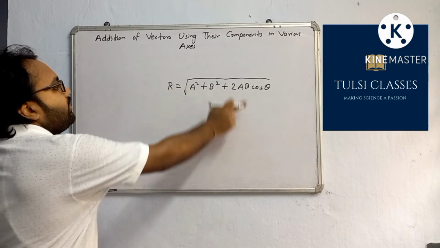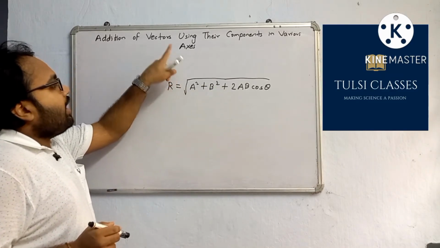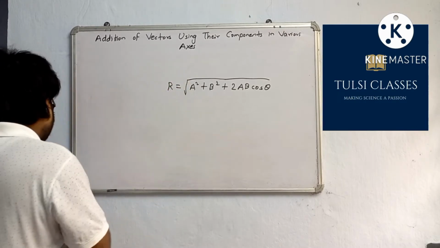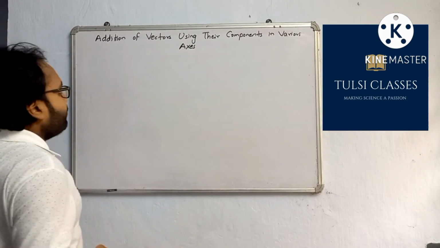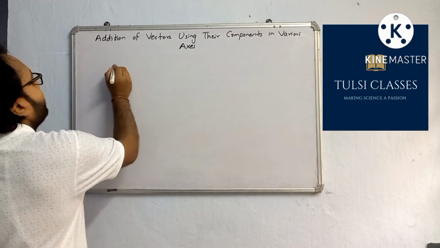Till now we have learned this thing as the addition of two vectors. Now we will learn adding two vectors using their components in various directions. Suppose there is a vector A and there is another vector B. A and B, two vectors are there.